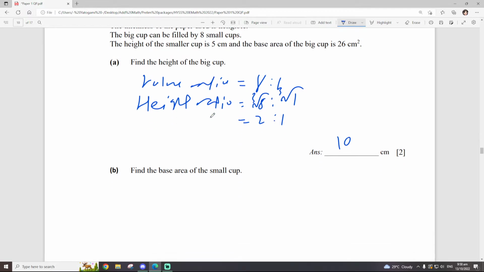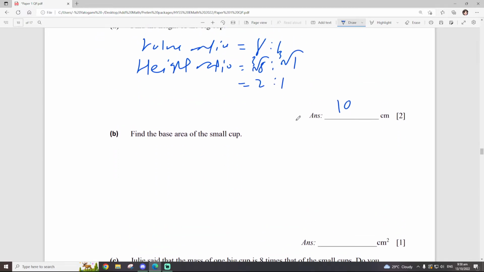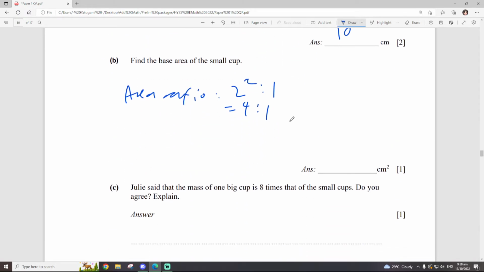Find the base area of the small cup. Okay, so this is the big cup. So area ratio is 2 squared to 1 squared, which is 4 to 1. So you take 26 divided by 4, you get 13 over 2. You can also write this as 6.5.